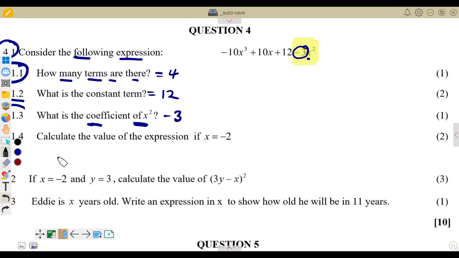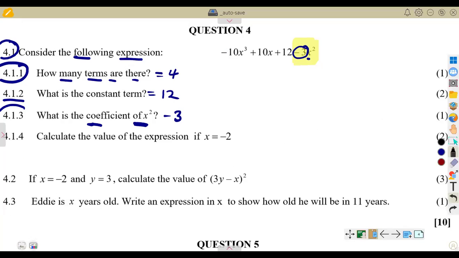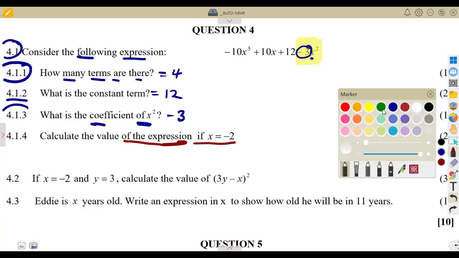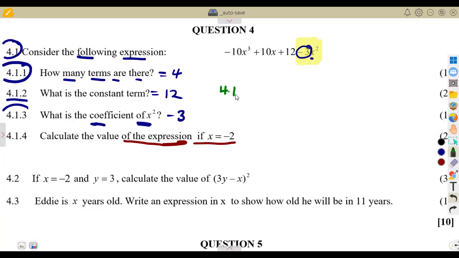Then 4.14, we are asked on this part now. All right, sorry for that. That is to calculate the value of the expression if x is minus 2. So they are simply saying, substitute this value of x, which is minus 2, wherever there is x in this expression. So where there is an x, you put a minus 2. So it's minus 10 times (minus 2) to the exponent of 3.